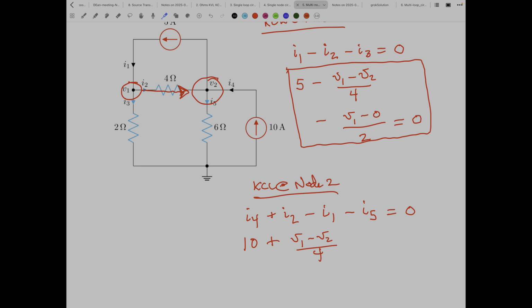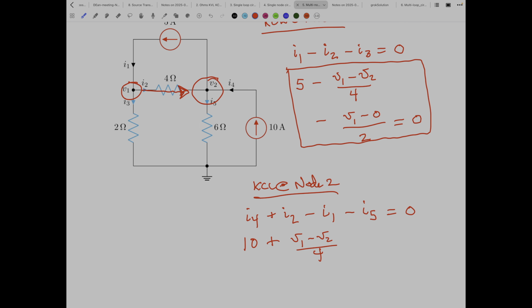Then you might get confused. Why was this a minus and down here it's a plus? Well, in this case, it was exiting the node that we were talking about. In this case, it's entering the node that we're talking about. Hopefully you see that.